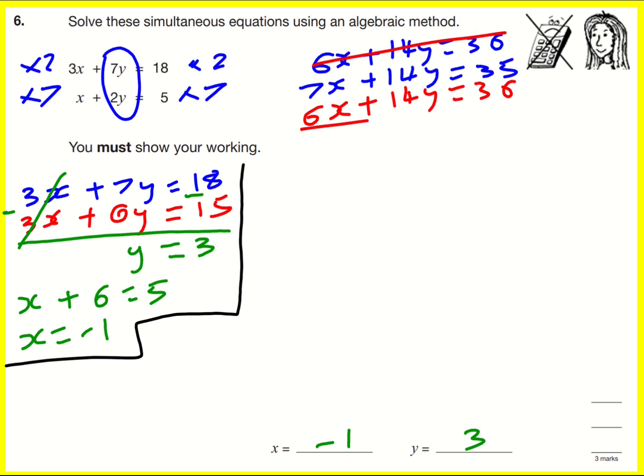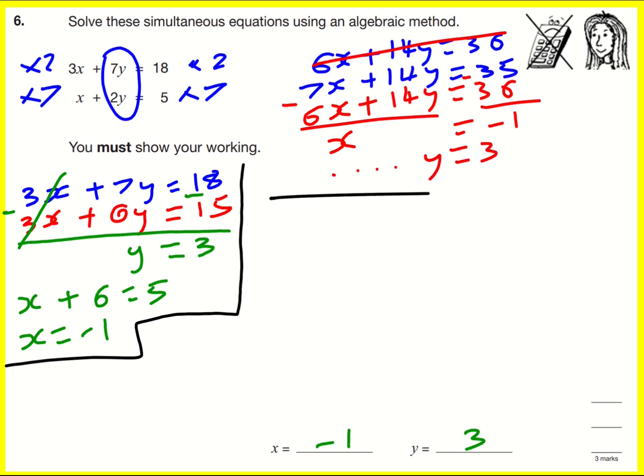So you can do that. You can decide which way around you subtract them. So now I'm going to get x equals minus 1. Just like before, put it back in. Minus 1 plus 2y is 5, 2y is 6, y is 3, etc.